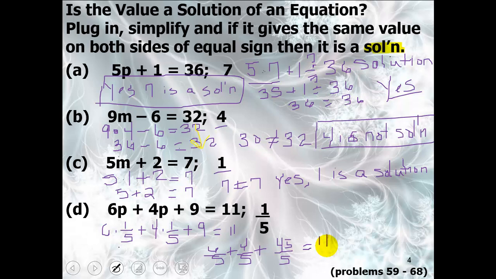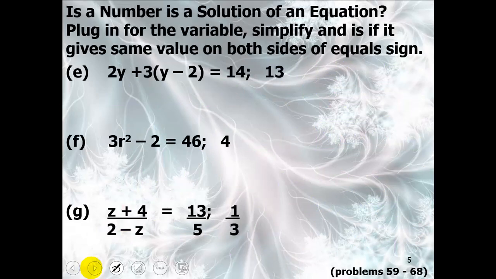All right? 6 plus 4, all my denominators are the same, so I just add my tops. 6 plus 4 is 10, plus 45 is 55 over 5. Does that equal 11? Yes, 11 equals 11. So 1/5 is a solution, because I got it to check. You try E, F, and G and come back and see if you got it right.